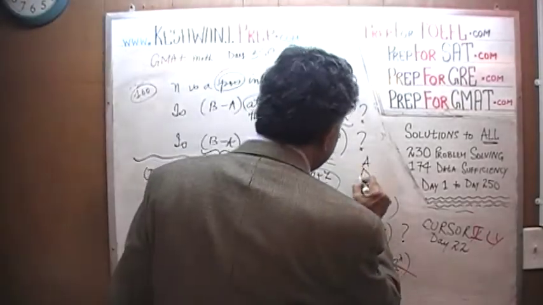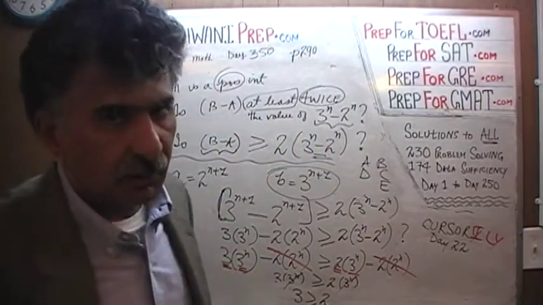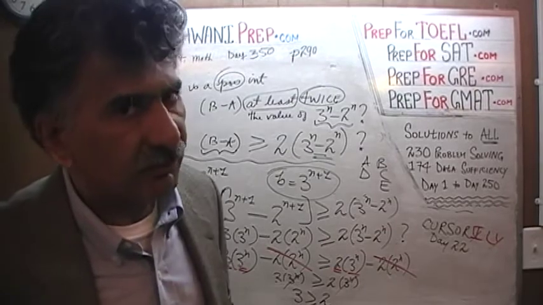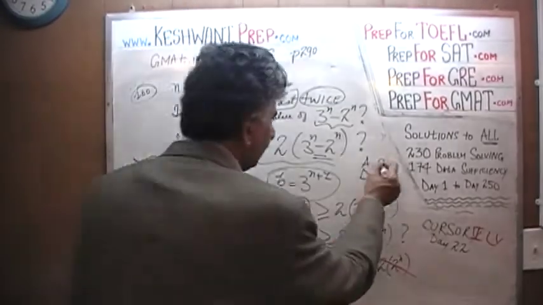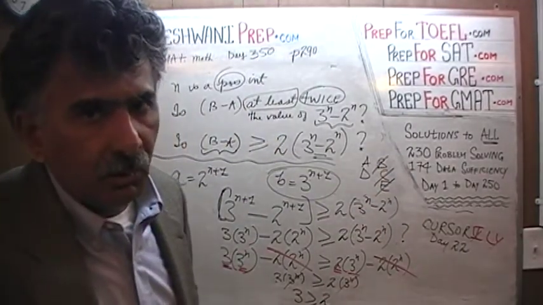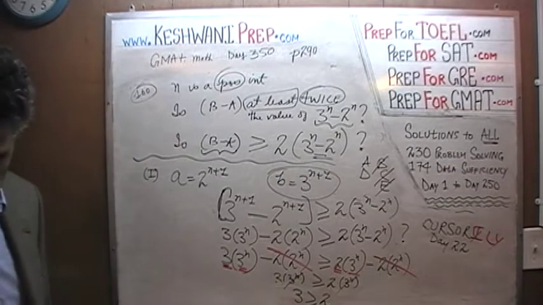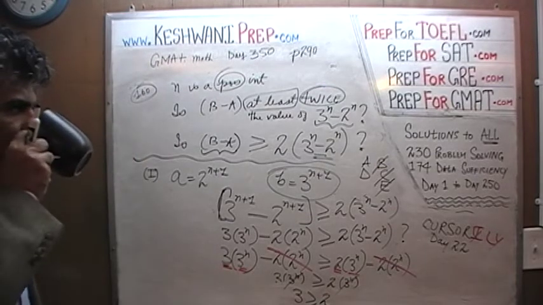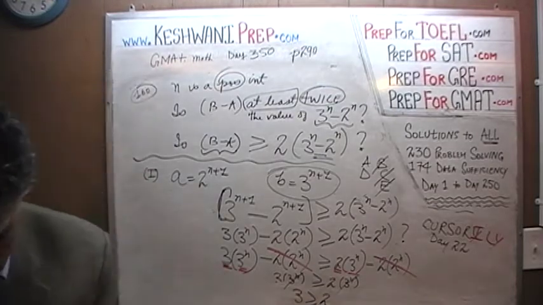A, D, B, C, E. The first statement provides us sufficient data to be able to answer the question. Now that we've established that the first statement by itself is enough, we know the answer cannot be B, C, or E. It would have to be either A or D. Let's look at the second statement.